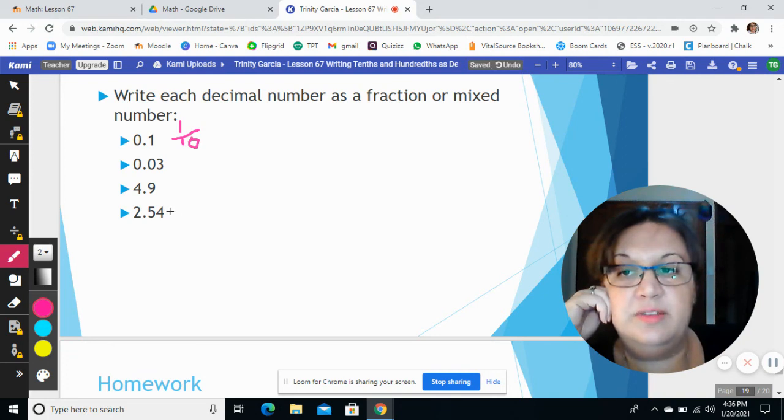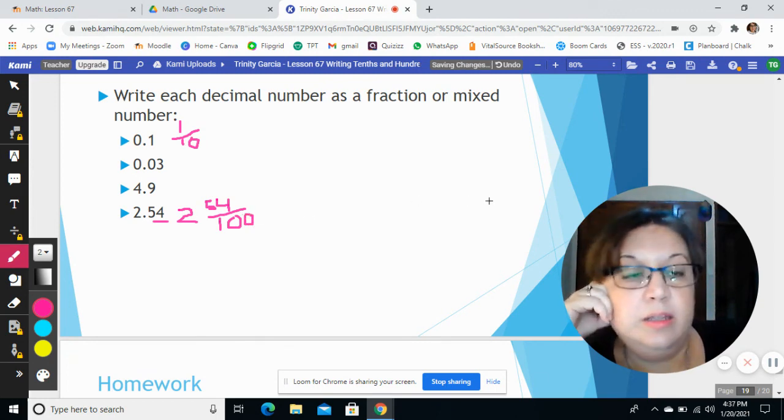Okay, and I'm going to do this last one down here with you because it has the whole number. So we're going to write 2 and 54. That's a 5. 54. And what do we put as our denominator? We put 100 because it ends in the hundredths place. Alrighty, there we go. Good.